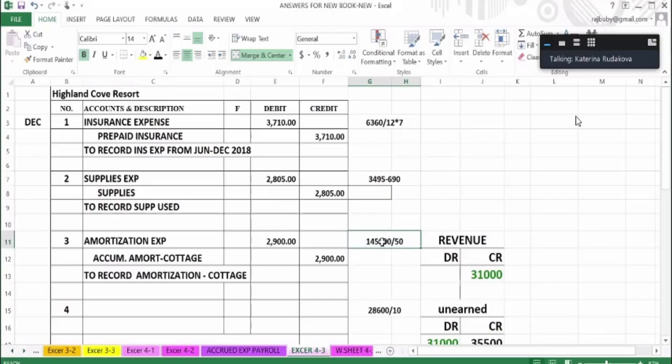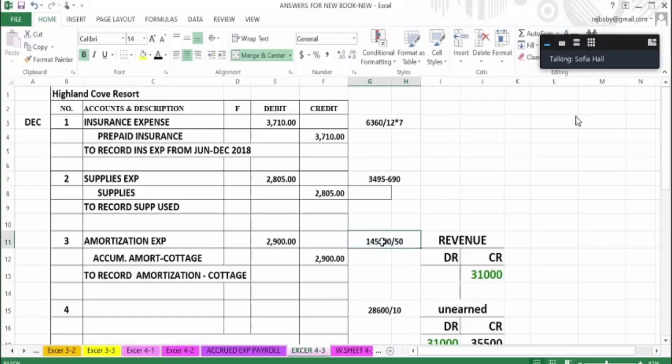Then we credit cottage and debit accumulated amortization, because for the cottage price in the book we have to show the original price always. The purchase price has to be in the book all the time. Accumulated depreciation is going to be increased every year. The book value in the balance sheet, you can see the book value.